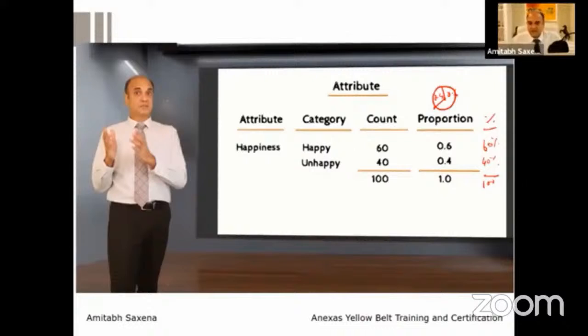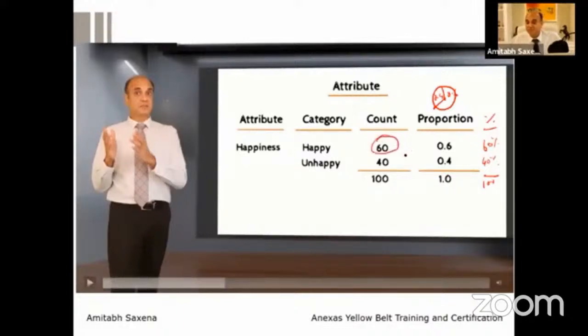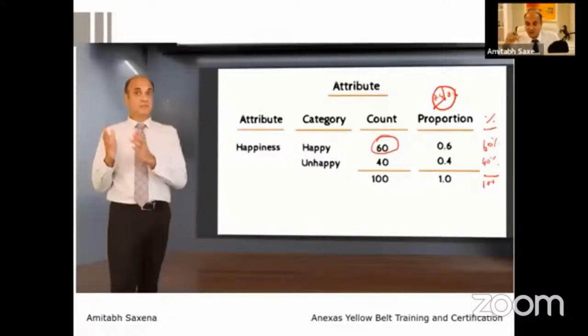I hope you understand. So categorical data will always be expressed as proportion or percentage. And categorical data count will never have a 60.1 happy people. Proportion obviously will have, because you are now converting into proportion, but the count will never have a decimal. So that is why it is known as discrete data. So attribute data is also known as discrete data. Okay. So now we have understood the two types of data, continuous and attribute.